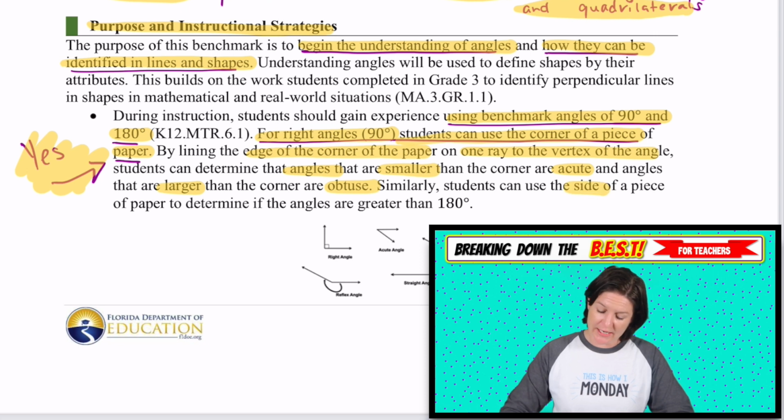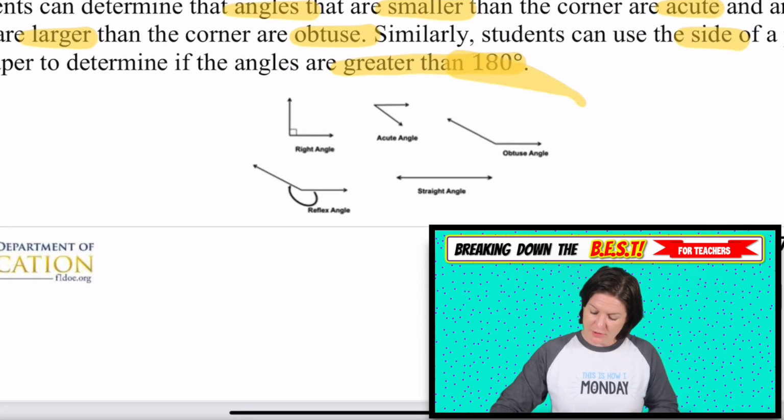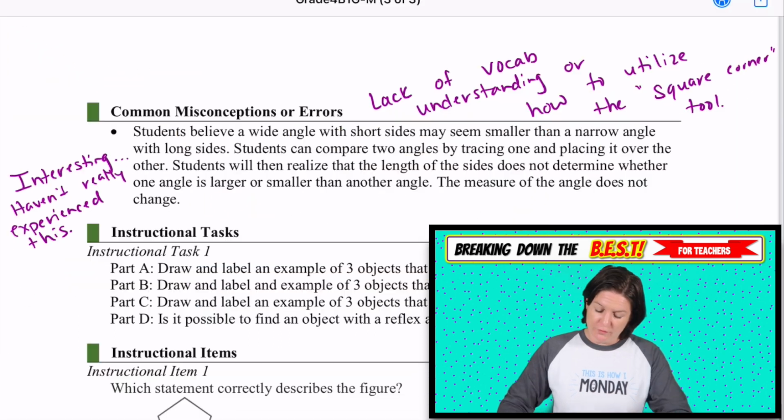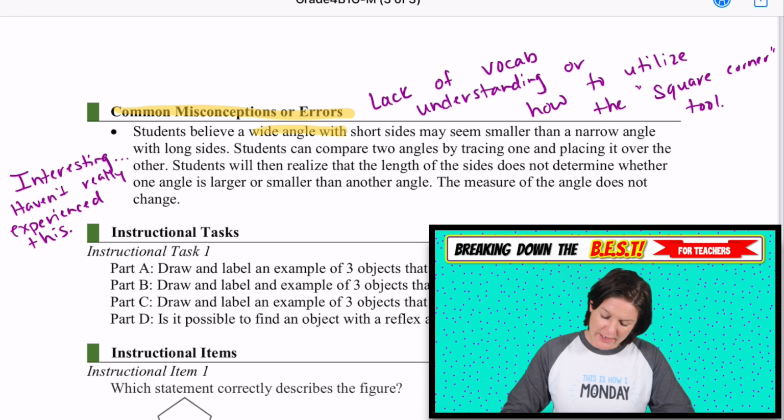Or they can use a side of the paper to determine if they're greater than 180 degrees. So here, very small, are just some examples of that terminology in action. For the common misconceptions or errors, it says students believe that a wide angle with short sides may seem smaller than a narrow angle with long sides.